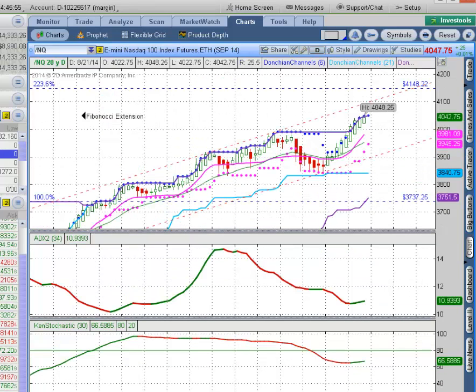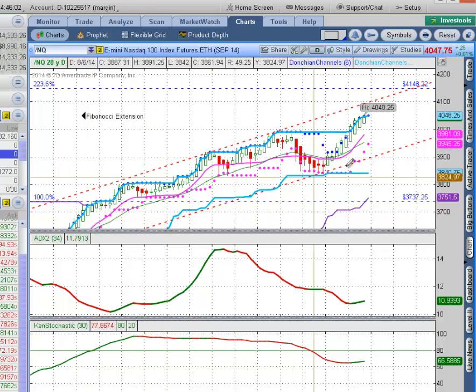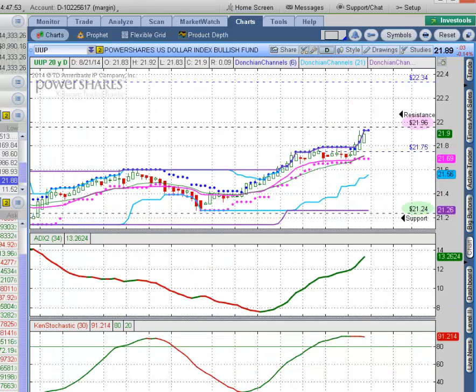The NASDAQ also closed up, and it hit another new near-time high. Price remains in our medium-term uptrend channel. The next target is the 223% Fibonacci extension level at 4148. Support is at 3737. The US dollar had a down day today.